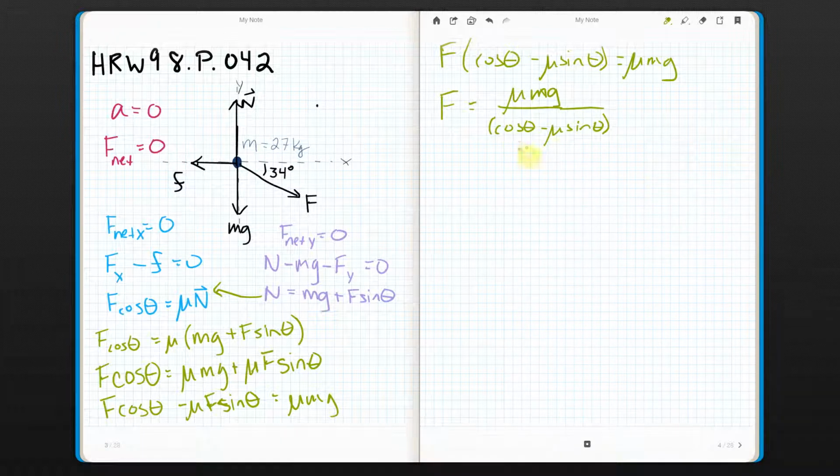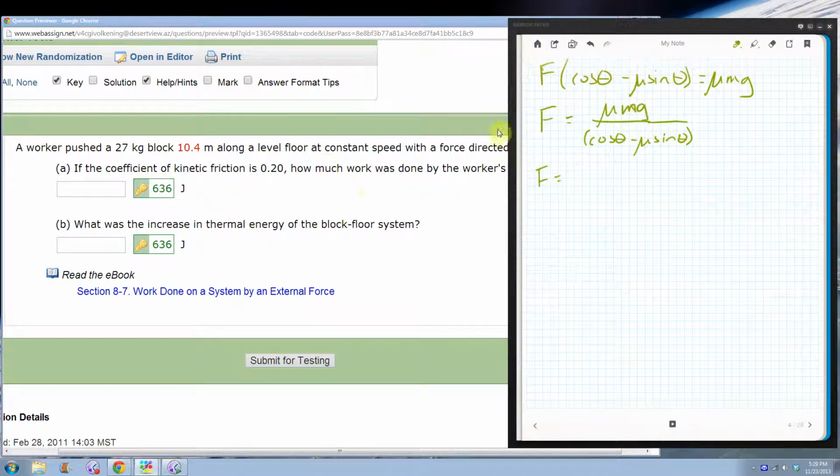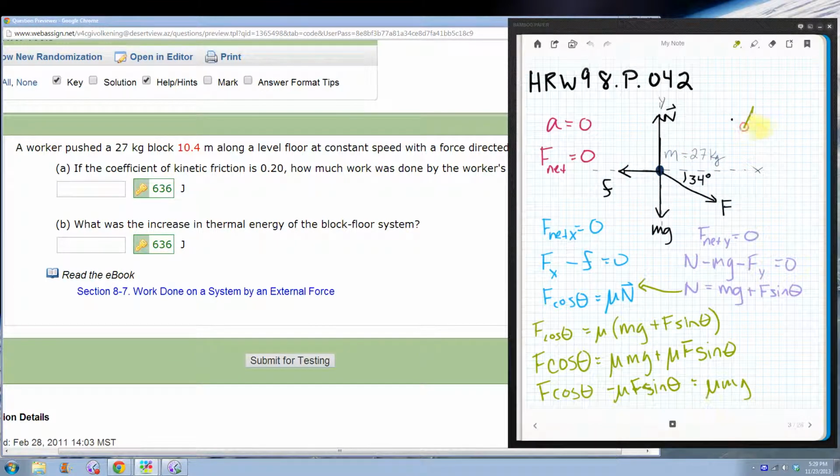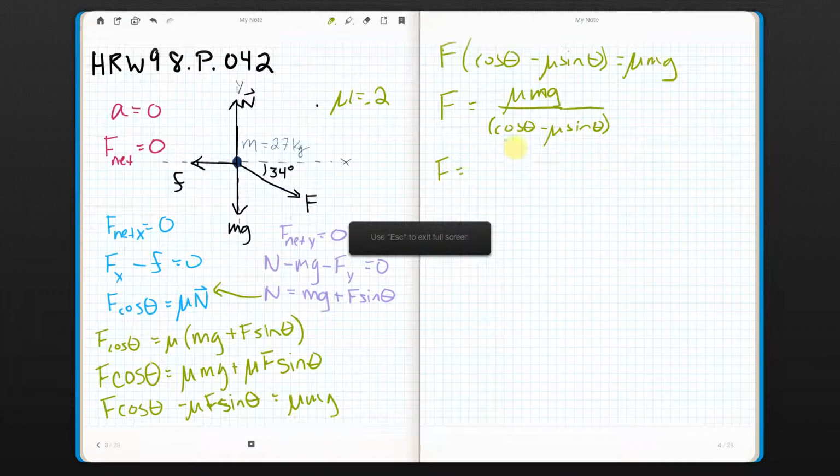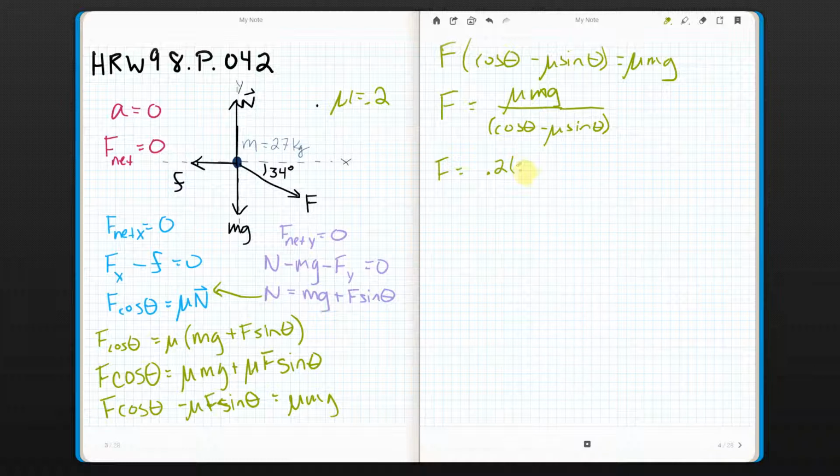And I know all these numbers, so we just plug them in. I didn't write down what mu was, though. Mu is 0.2. So I get 0.2 times 27 times 9.8 meters per second squared over the cosine of 34 minus 0.2 times the sine of 34. Calculator time. I get 73.79 newtons.